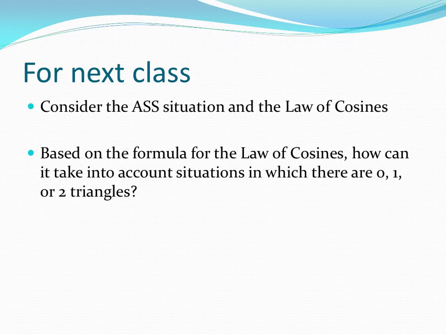Like we did with the law of sines, we left one situation unexplored in this video, the angle-side-side situation and how the law of cosines can be used to solve the angle-side-side situation. Based on the formula for the law of cosines, how can it take into account situations in which there are 0, 1, or 2 triangles? To explore this opportunity, look at an angle-side-side situation, plug in the values into the law of cosines, and see what's left in the equation and how that could be used and helpful in an angle-side-side situation, the ambiguous case.